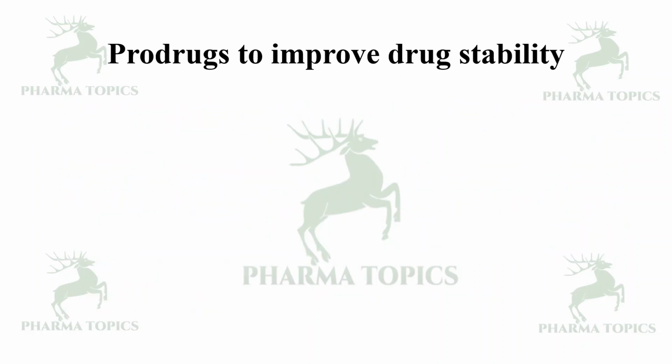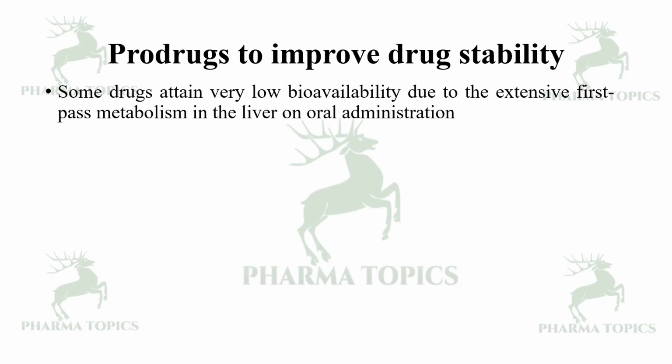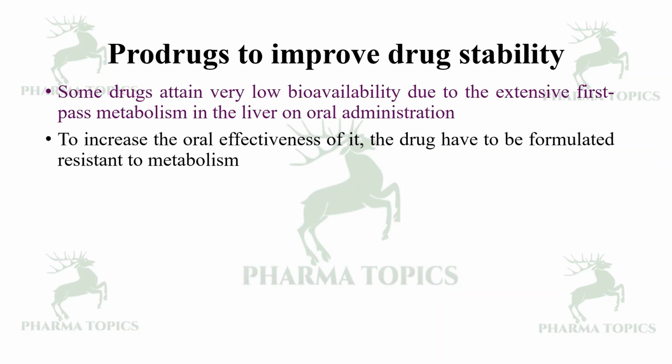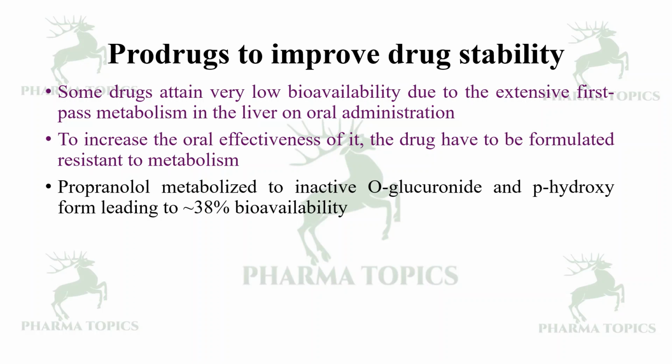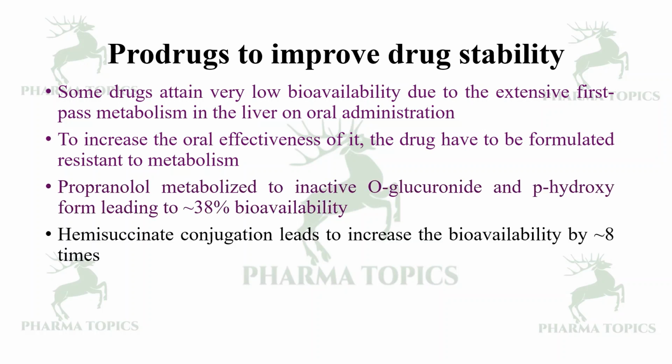Let us see some of the examples of prodrugs to improve drug stability. Some drugs attain very low bioavailability due to extensive first-pass metabolism in the liver on oral administration. To increase the oral effectiveness, the drugs have to be formulated to resist metabolism. Propranolol is metabolized to inactive O-glucuronide and parahydroxy form, leading to less than 40% bioavailability. Hemisuccinate conjugation increases the bioavailability by 8 times.